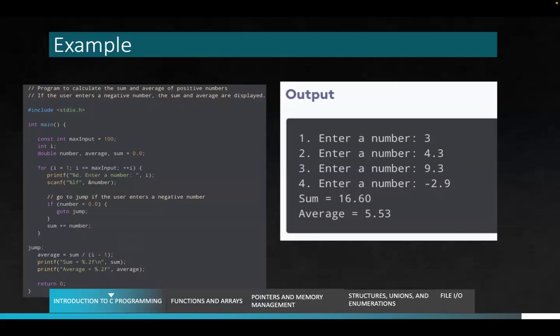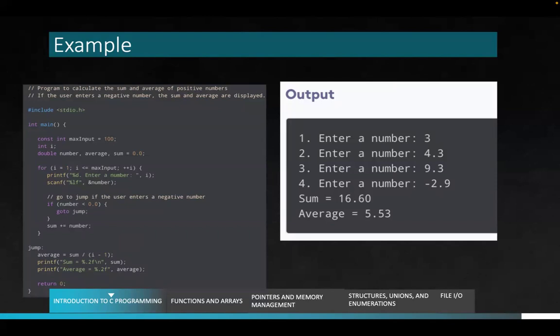Now use a for loop, i is equal to 1, asking the user to enter a number. Taking a number, then if number is less than 0, that means if the number entered by the user is negative, then I have done something here called goto jump. Here I am using a goto with a label, that is called a label declaration. Goto jump is a label declaration.